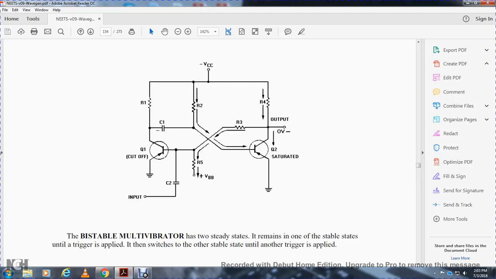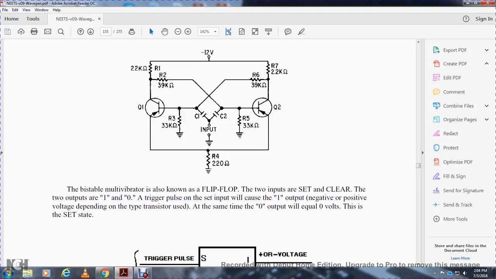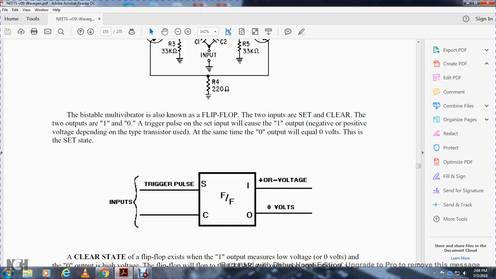The bistable multivibrator has two steady states, and remains in one stable state until a trigger is applied to switch to the other stable state, where it remains until another trigger is applied. The bistable multivibrator is known as the flip-flop. It has two inputs, set and clear, and two outputs, 1 and 0, with a trigger pulse for the set and one output of negative or positive voltage depending on the type of transistor. At the same time, the 0 output will equal 0 volts. This is the set state.